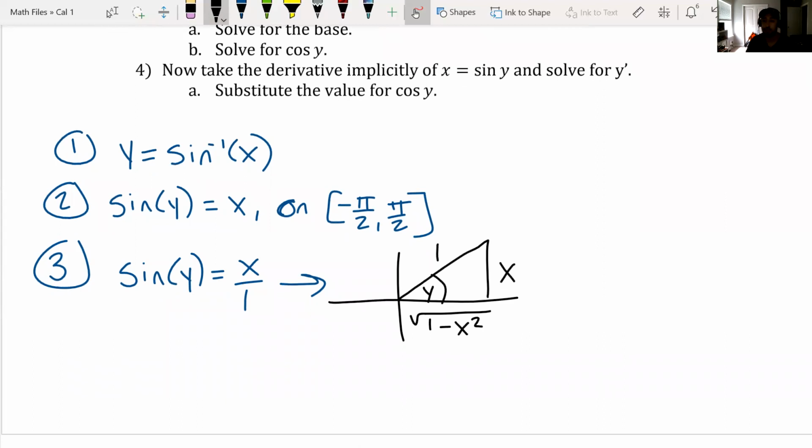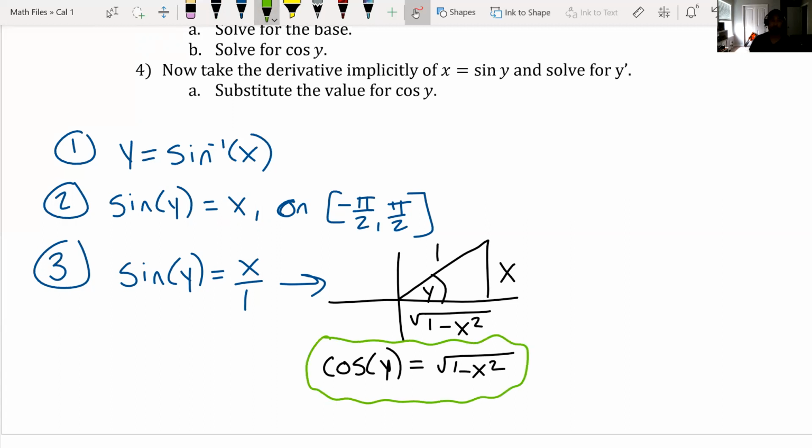And then it says to solve for cosine y. So the reason we're doing this is when we take the derivative, you're going to get a cosine in there. And if we already have cosine's value, then we're good to go. So that's the only reason we're doing this now. You can do it now, you can do it later, does not matter. So if I say cosine of y, that puts the adjacent side of the square root of 1 minus x squared over the hypotenuse of 1, but that's just the square root of 1 minus x squared. Okay, so this is that, save for later, okay?